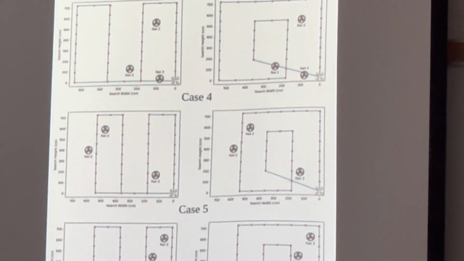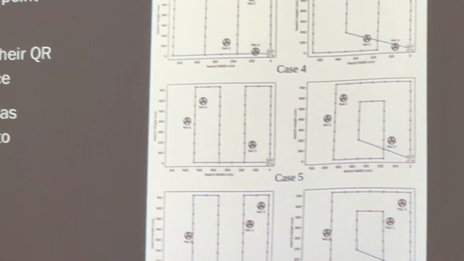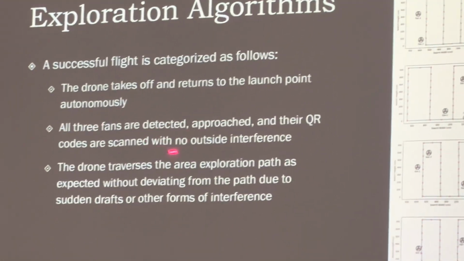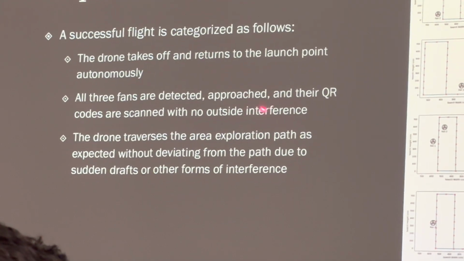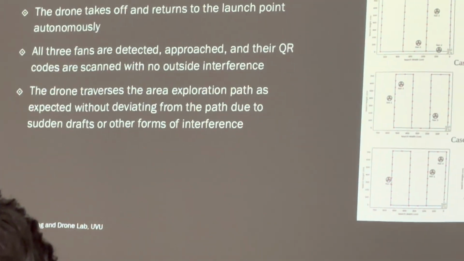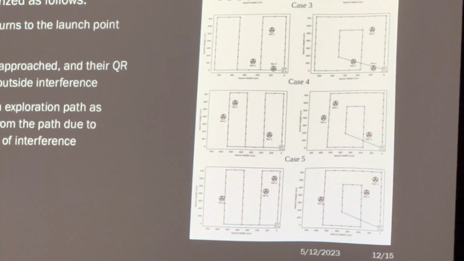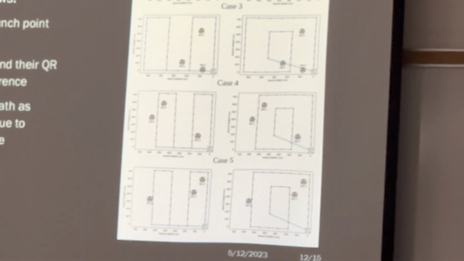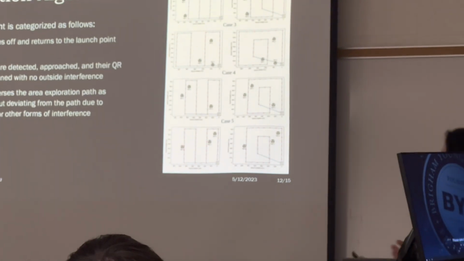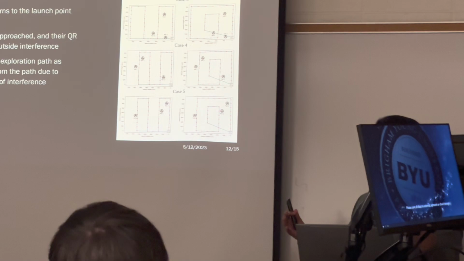We wanted to calculate what a successful flight is by these parameters. The drone has to take off at the starting point and return to it at the end. Detect all 3 fans and their QR codes with no outside interference, and traverse the area exploration as expected without deviating from the path. The exception is if it found all fans before it finished the full path, then it's just gonna go back to the origin, since there's no point in searching when you know that all have been found. So again, the point of this is to find which one is more efficient to find fans in an area when you don't know their exact location.